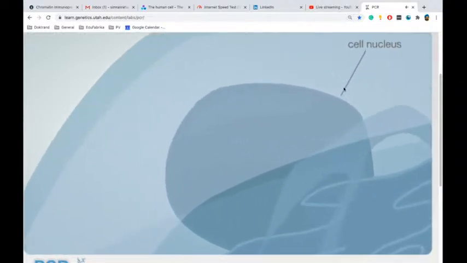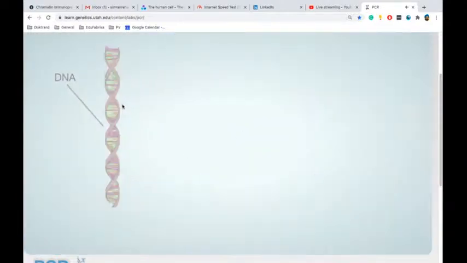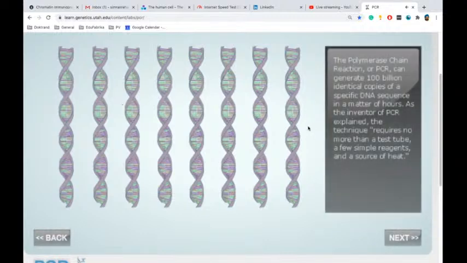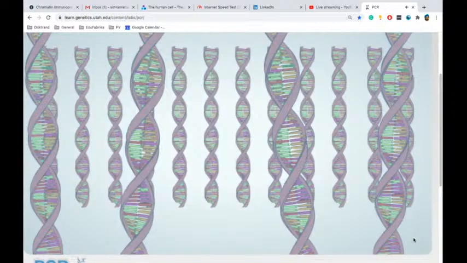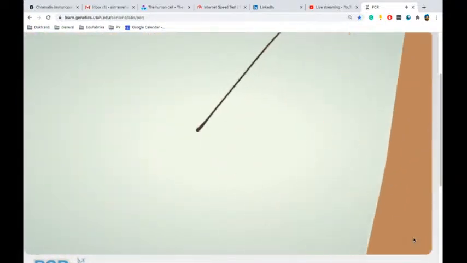So this is your cell nucleus. In the nucleus you have DNA. And you do PCR, polymerase chain reaction, that can generate 100 billion identical copies of a specific DNA sequence in a matter of hours, and thus requires no more than a test tube, a few simple reagents, and a source of heat. That's it. Three things that are required to make billions of copies of your DNA.